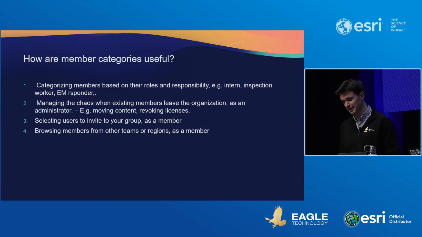So number one, categorizing members based on their roles and responsibilities, e.g. interns, inspection workers, EM responders. So let's take the example of an intern. You've got a whole 10 new interns for the summer. You've added them all at once and you've given them the category of intern. You can quickly filter to that category, show all of their users, and then do mass updates all at once. So say you want to give them all ArcGIS Pro licenses and you want to assign them all 200 credits. You can do that really quickly with the use of categories.